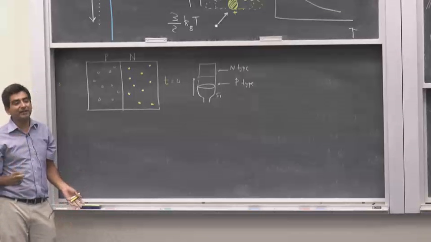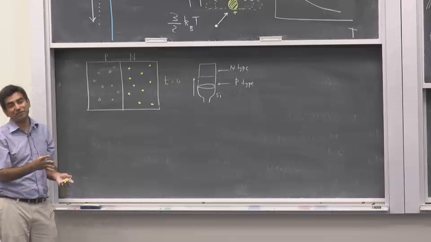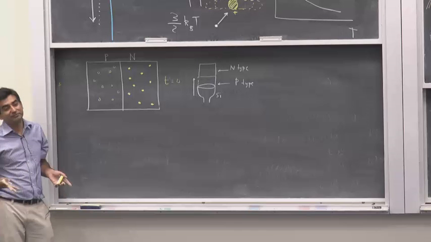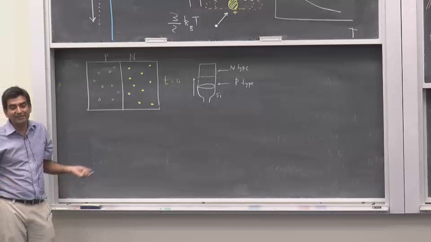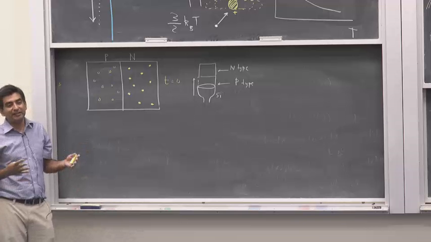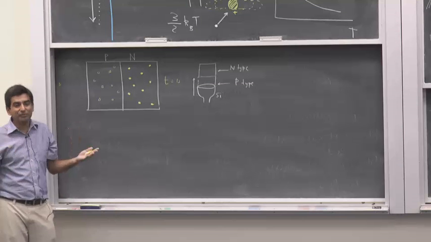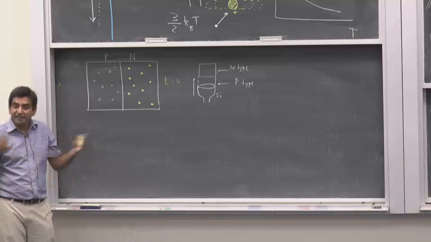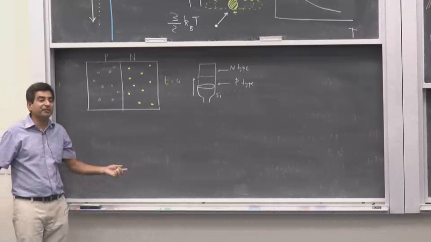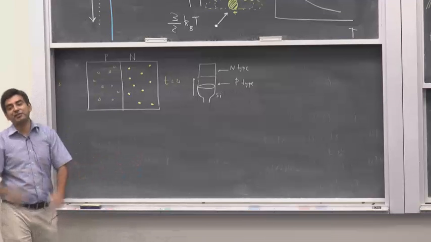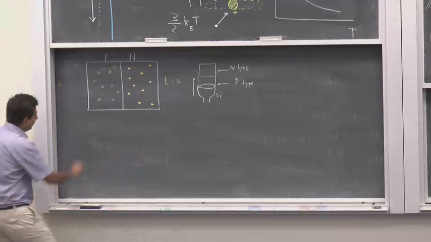Everything that is mobile, if it sees a concentration gradient, has to diffuse. Like a gas, like scent molecules, like what you see in osmosis. This is a natural phenomenon. Whenever there's a concentration gradient, there's a diffusion of charge carriers.